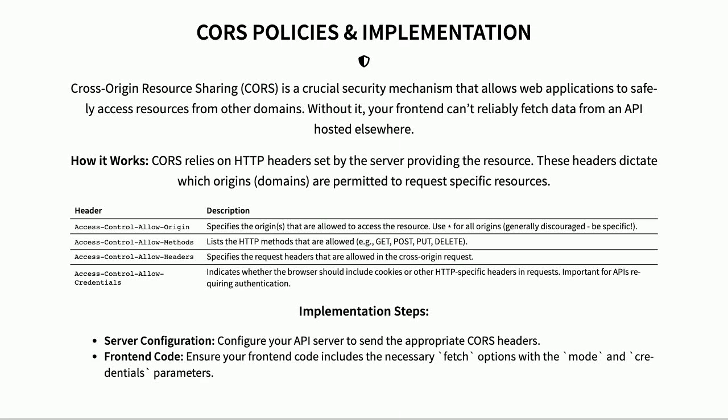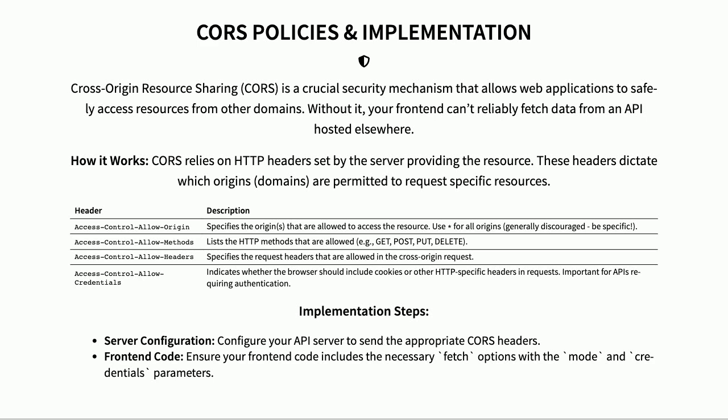Let's talk about cross-origin resource sharing. It's a security feature that lets your web apps safely grab data from other websites, but only if they explicitly allow it. Think of it like a permission gate. The server sends headers along with the resource, telling the browser exactly which origins are allowed to access things.